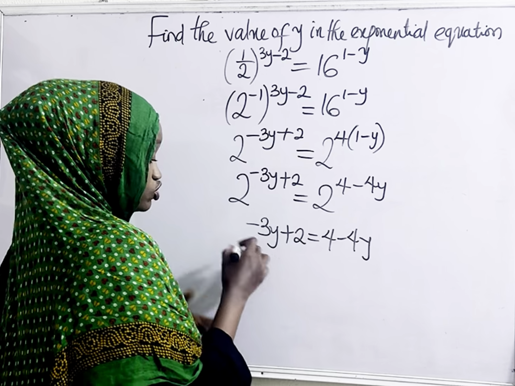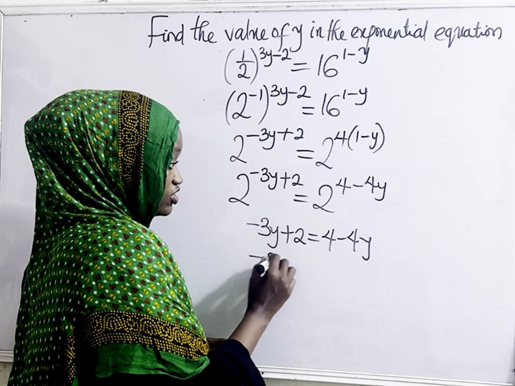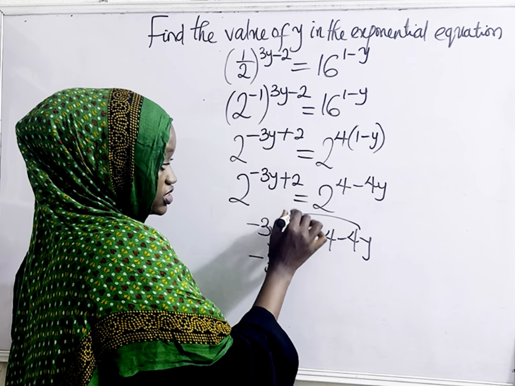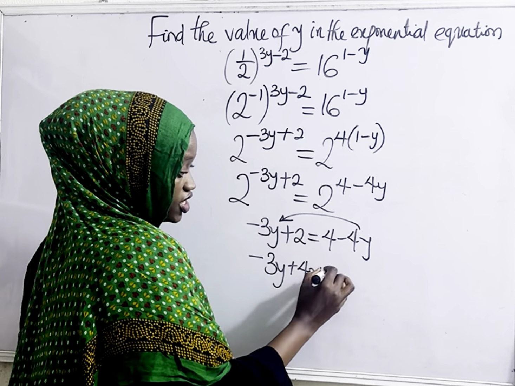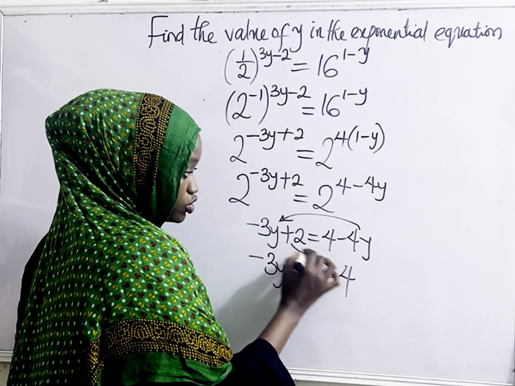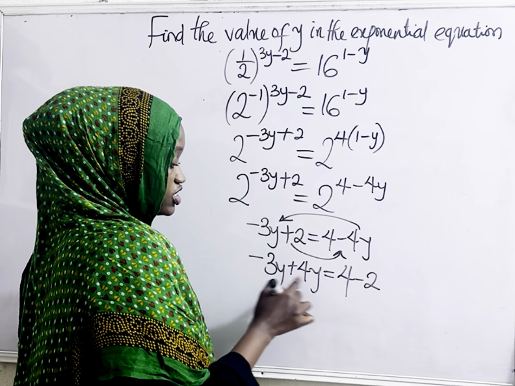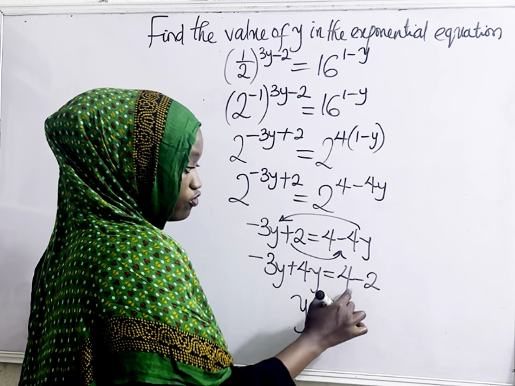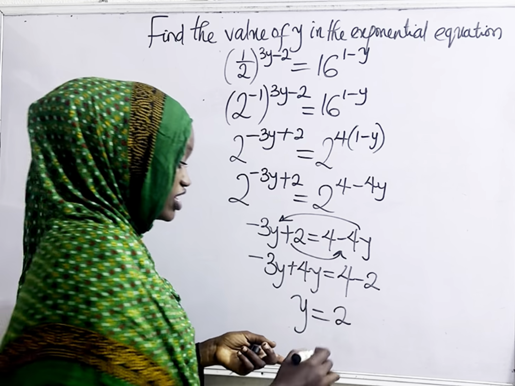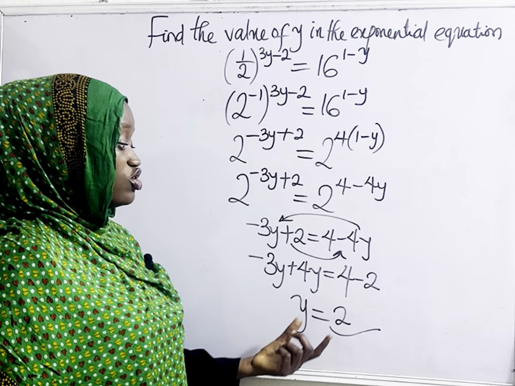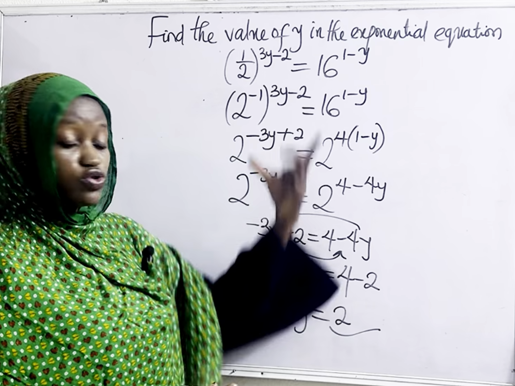So we collect like terms, or we say we rearrange. We have minus 3y, and minus 4y crosses the equal sign and becomes plus 4y. And plus 2 crosses the equal sign to the right hand side, and that becomes a minus 2. So minus 3y plus 4y is y, equals 4 minus 2, which is 2. So this is the final answer. That means the value of y that satisfies this exponential equation is 2.